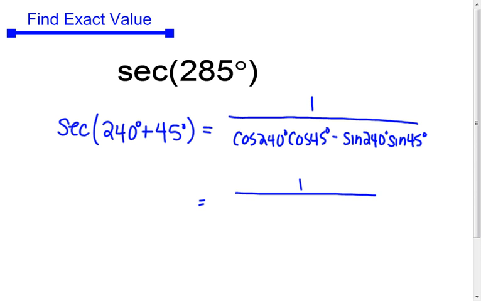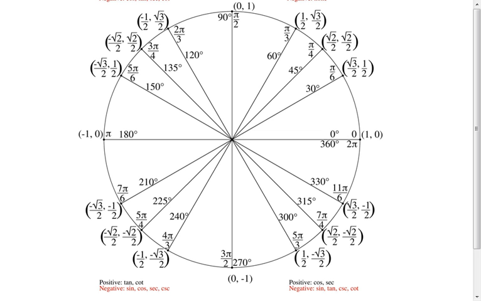Okay, this gets just a little bit uglier, but you're going to go to your unit circle. You're going to look up cosine and sine at 240, cosine and sine at 45. Okay, so I'm going to go over here. At 240 degrees, so here's 240. Your cosine value is negative 1/2, and your sine value is negative root 3 over 2. At 45 degrees, your cosine value is root 2 over 2, and your sine value is root 2 over 2 as well.